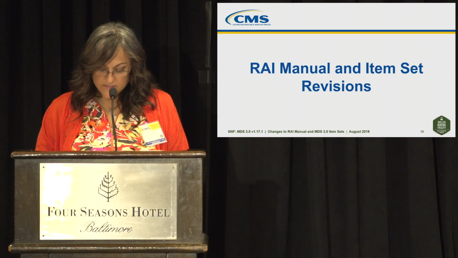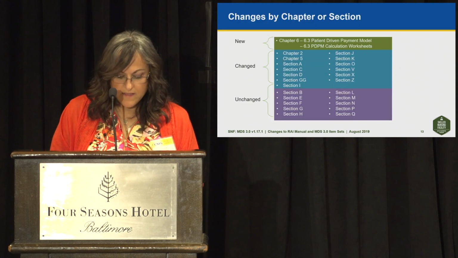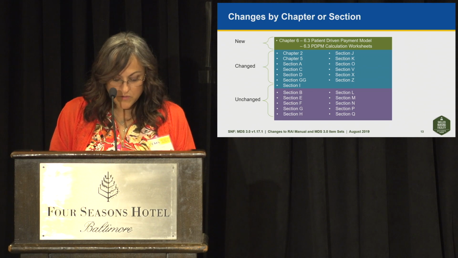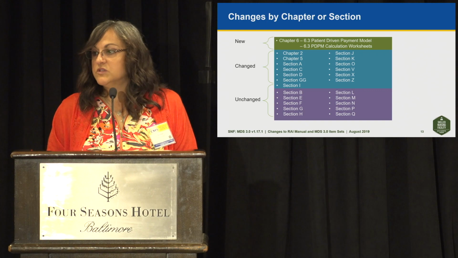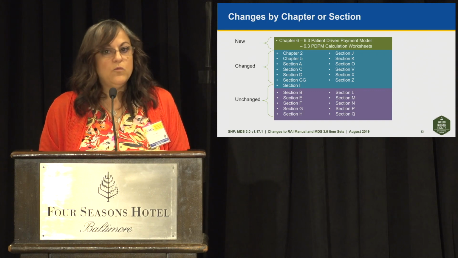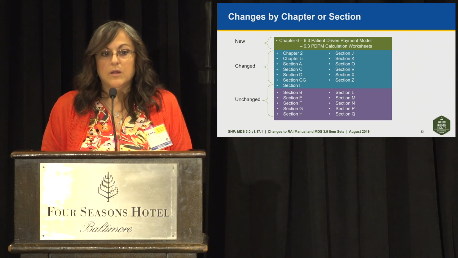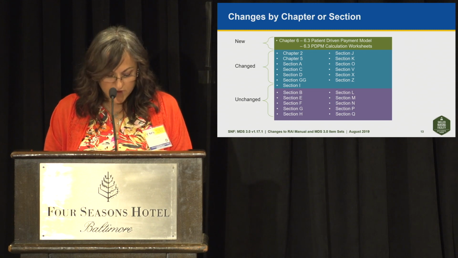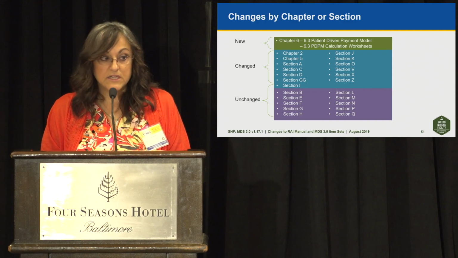Okay, so now we'll move on to discuss the revisions to the RAI Manual and the item sets. This is a list of changes to the RAI Manual by chapter and section, and we're mostly going to discuss the changes that are not otherwise discussed elsewhere in the training. So tomorrow I'll be going over A, I, J, and O changes. Anywhere that information is cross-referenced in chapters like Chapter 2, I'll briefly go over it today, but tomorrow in that presentation I'll go a little bit more in depth. Section GG, I won't talk about those changes because you're going to get an entire presentation on Section GG.